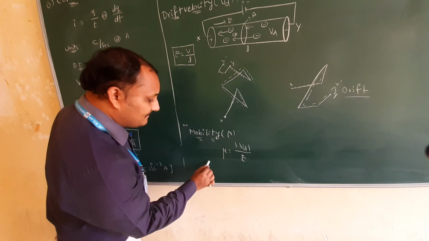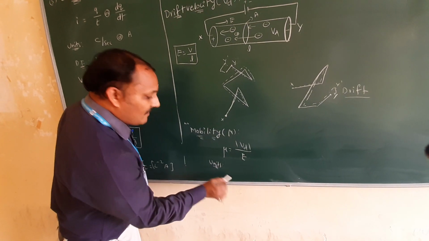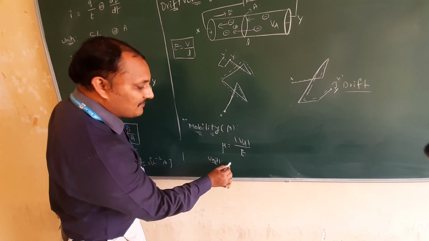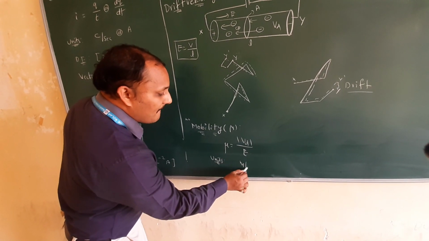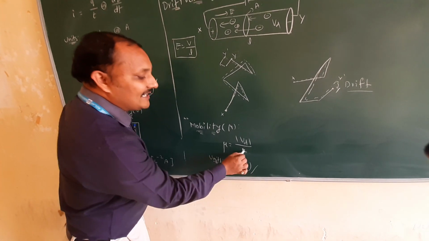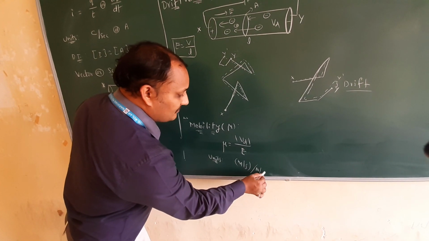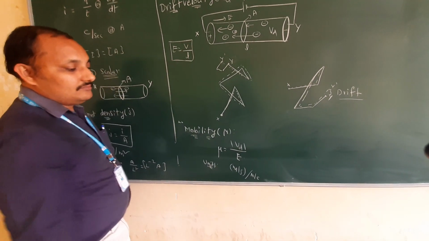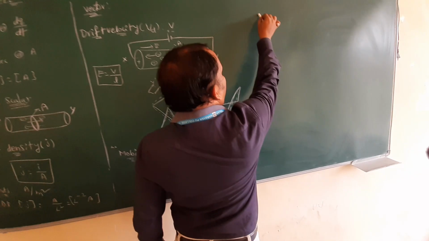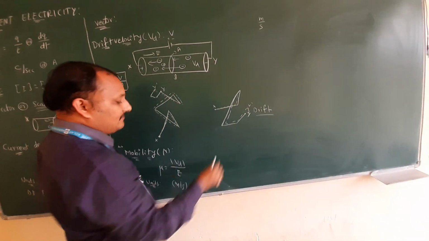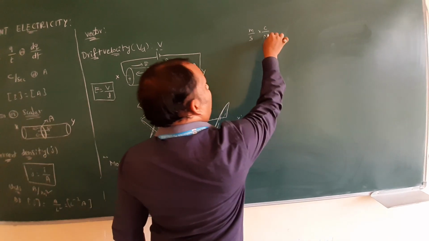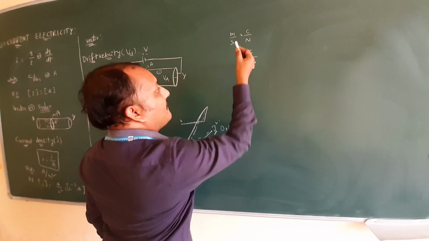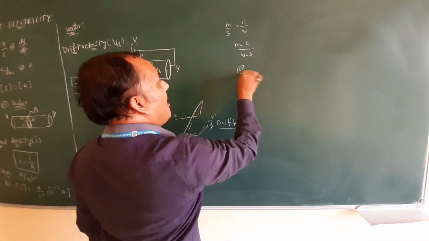What are the units? What is the drift velocity? Drift velocity or velocity, both are the same. Velocity units are meter per second. Electric field intensity units are Newton per coulomb or volt per meter. So mobility is meter per second divided by Newton per coulomb, which is meter coulomb per Newton second. This is one unit.